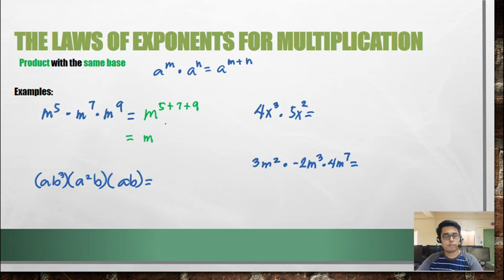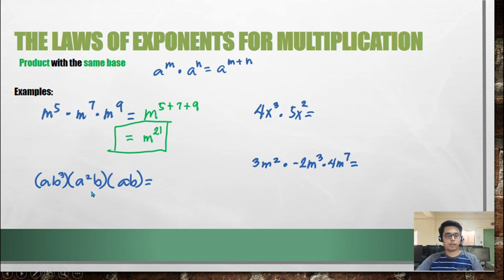So, i-add lang natin 5 plus 7 plus 9. That is 21. Okay? Tama ba? 5 plus 7, 12 plus 9, that is 21. That's correct. Okay, so ang answer natin is m to the 21 power. Okay, paki-take note sa inyong notebook. Okay, paki-copy ng solution. Okay, next.